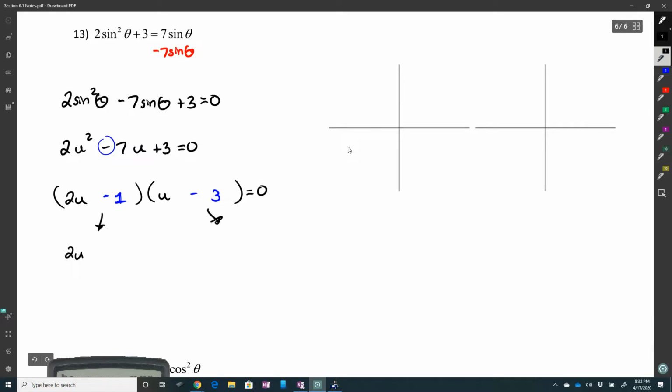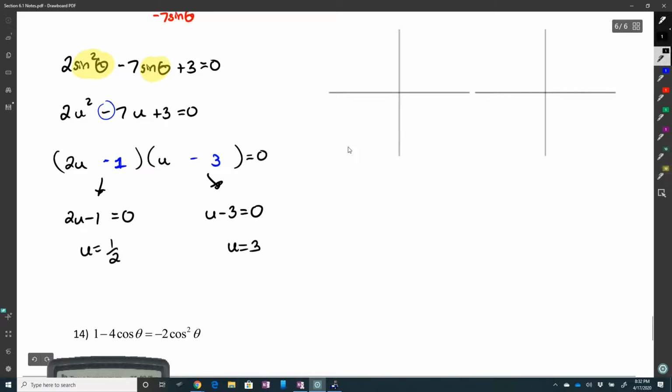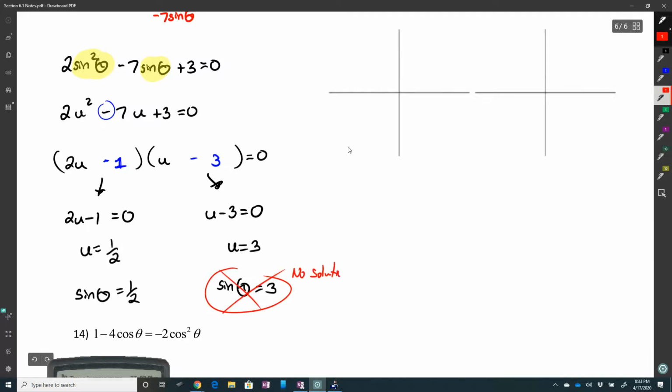So I get 2u minus 1 equals 0, and u minus 3 equals 0. Solving for u, u is equal to 1/2 for this one, and u is equal to 3. But remember, my u is sine theta. So this is really sine theta equals 1/2, and this is sine theta equals 3. We know that this one has no solution. But this one does have a solution.